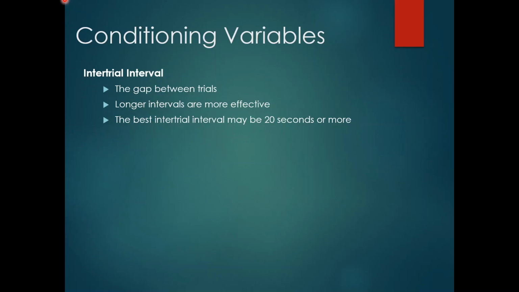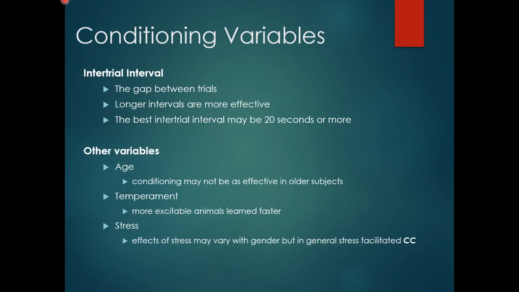However, the intertrial interval can be much longer than that. It can be days. 20 seconds tends to be the happy medium, or the happy middle ground. So in the Pavlov example, he played the metronome and then presented the food. Waited 20 seconds, played the metronome again, presented the food. That's the intertrial interval. A few other variables can impact how quickly learning occurs: age.